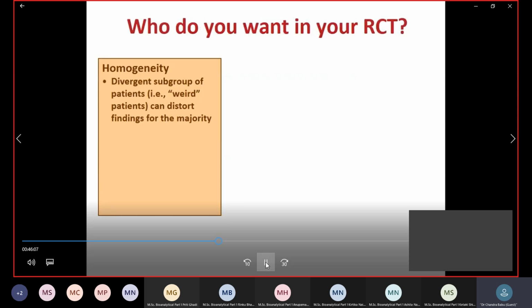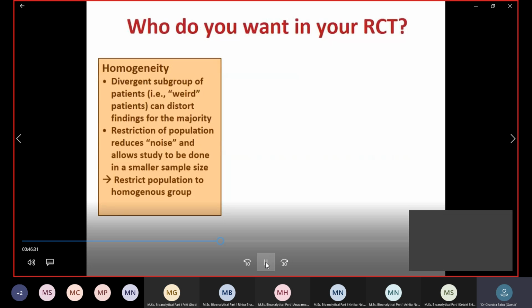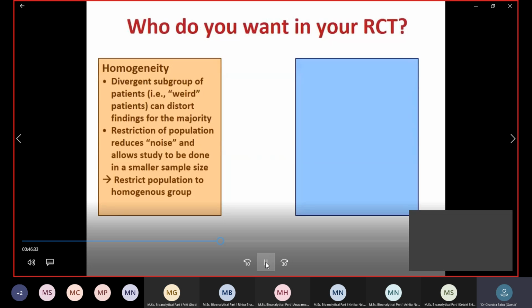It's not that atherosclerotic process that we're trying to fight. Basically, the restriction of the population reduces noise and allows me to do my study in a smaller sample size. I don't know if y'all have ever heard of the Mr. Fit study. I won't go there. I'm running behind schedule. But anyway, having a homogeneous population makes it so I can do it with a smaller number of people. Restricting the population to a homogeneous group is good.